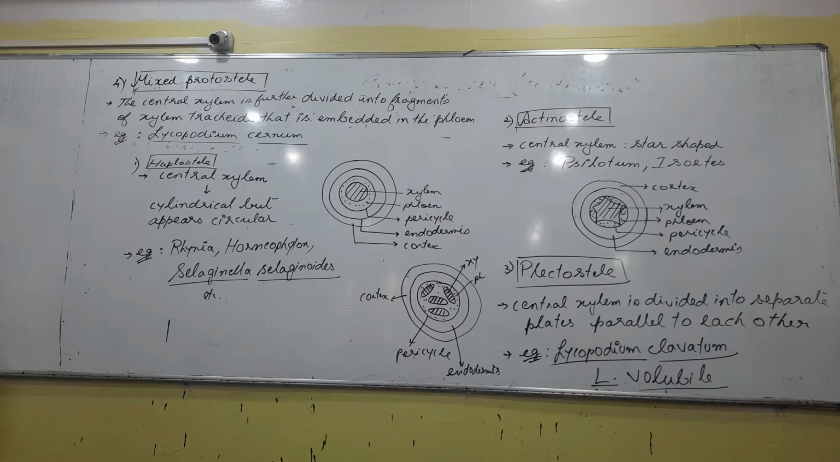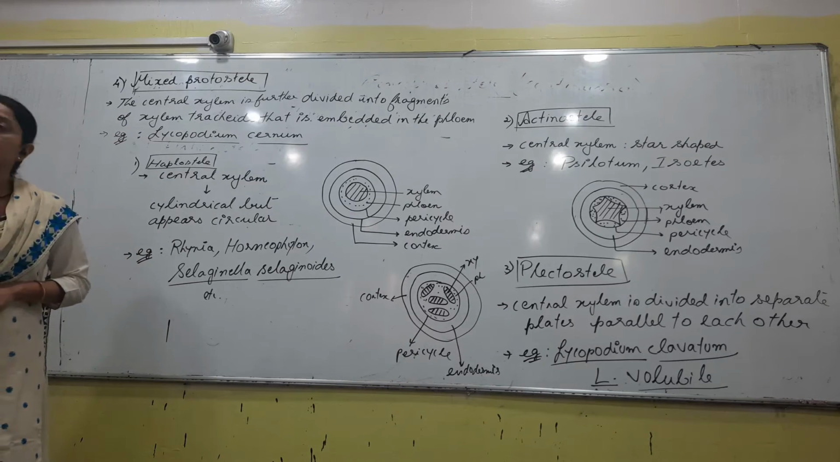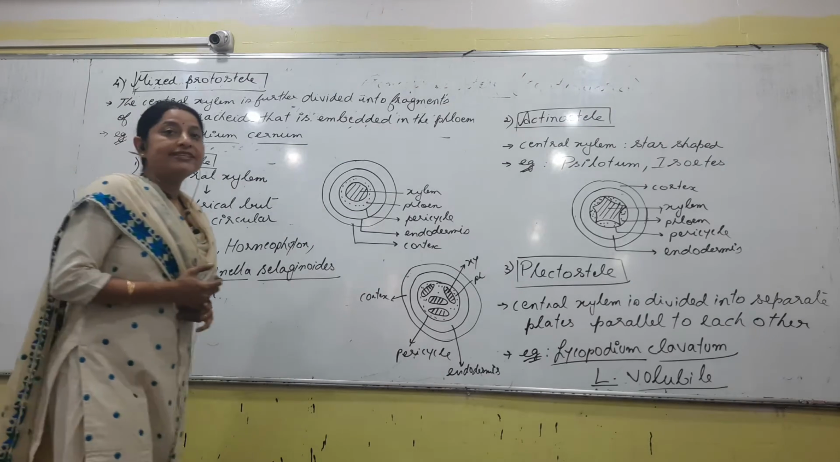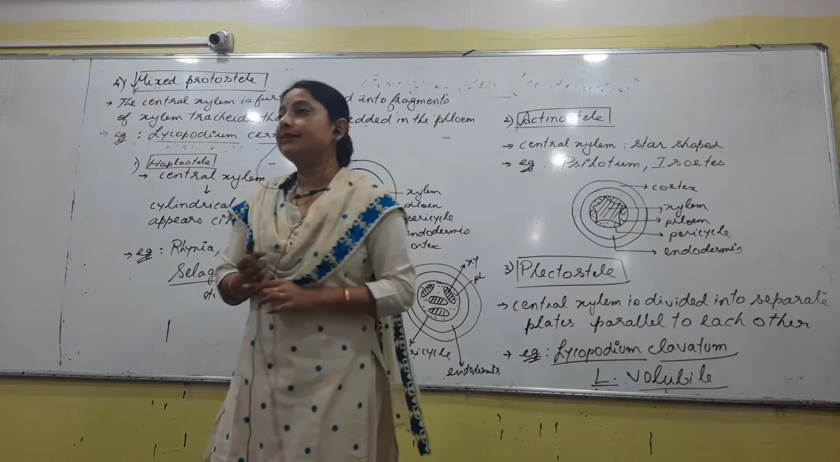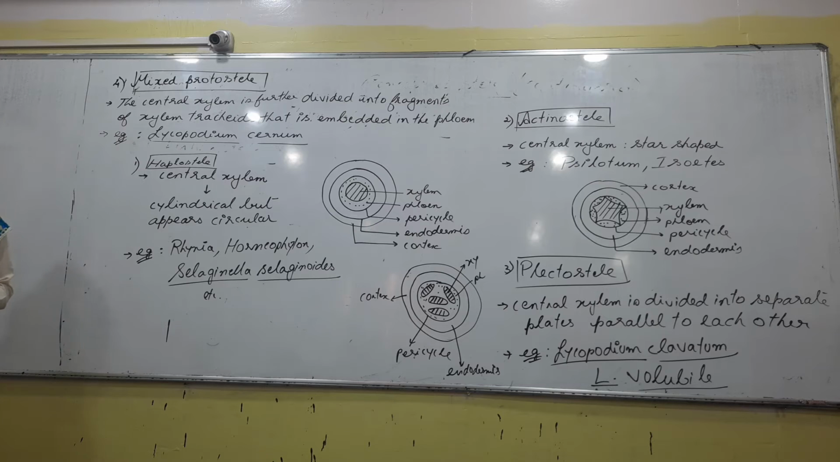So we are discussing Protostele, that is the most primitive stele. The first point about Protostele is that it is also called a solid stele because the pith is absent. If the pith is not present in the center, then what we can find in the center is a solid mass of xylem, right. During the course of evolution, the central xylem got divided into fragments, right, and accordingly we have the different types of Protostele.